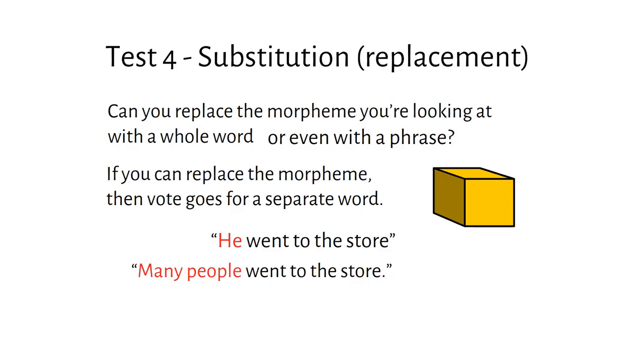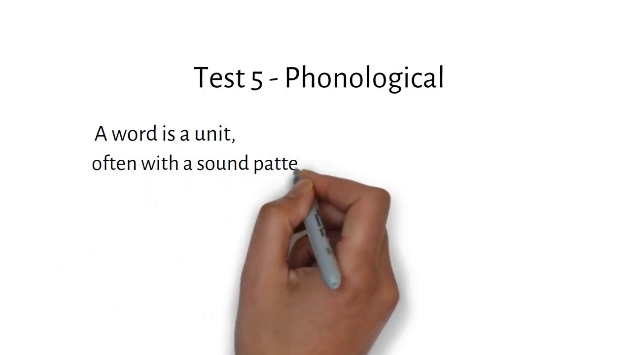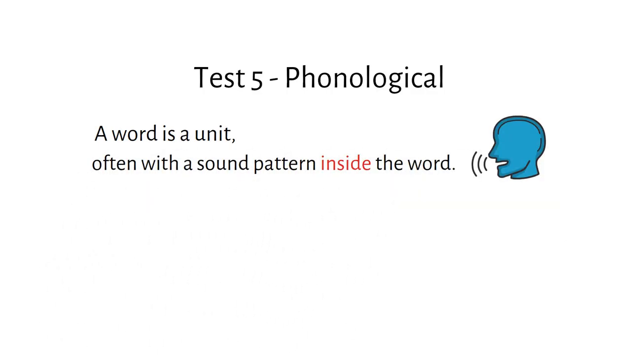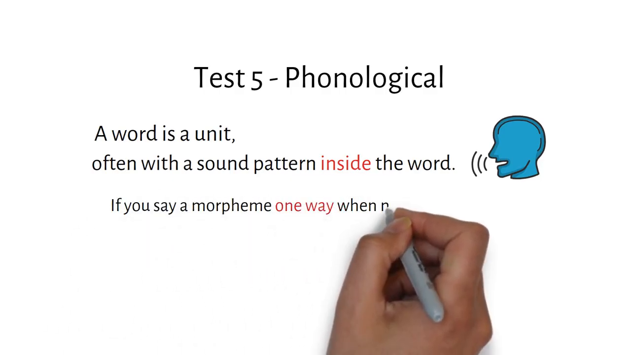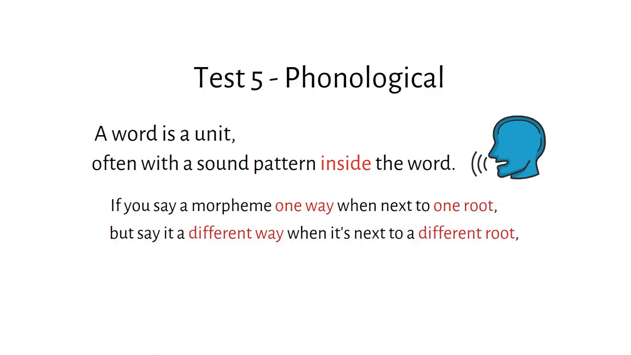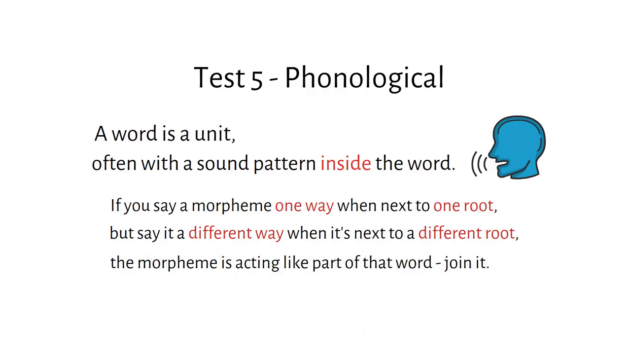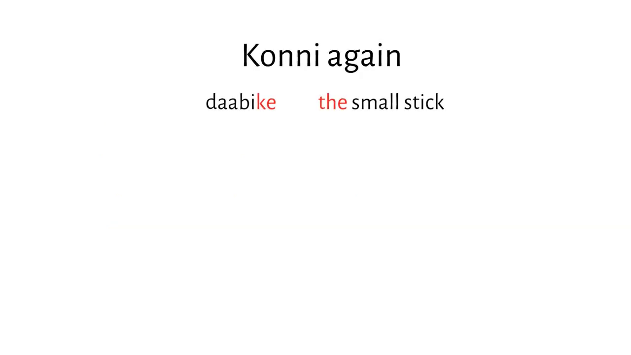Those tests are grammatical. Are there any tests that have to do with phonology, how the sounds of words work? Yes, our fifth test is phonological. The word is a unit, a single thing. Often there is a pattern or rule that happens only inside a word. So if you say a morpheme one way when it's next to one root, but say it another way when it's next to a different root, then that morpheme is acting like it's part of that word and should be joined. Remember the Koni dabike.